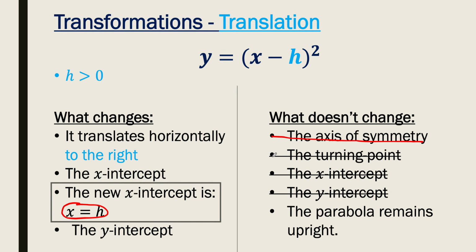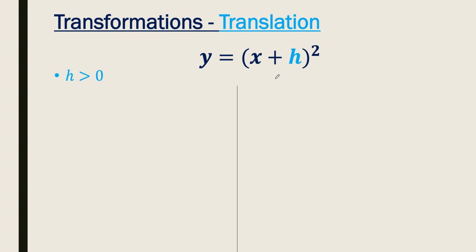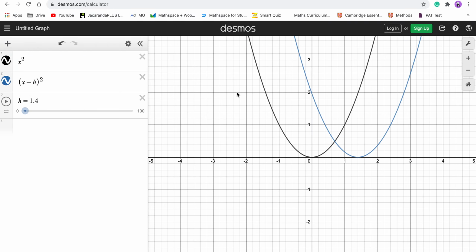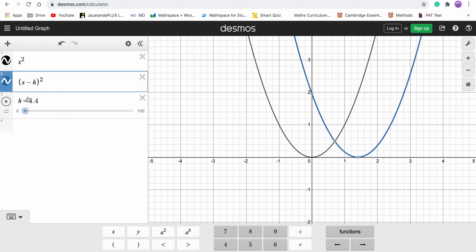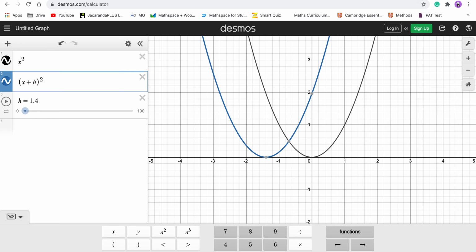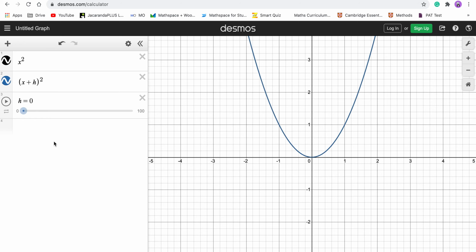Now, let's look at this one. Just focus on what has changed from the last slide to the next slide. Only this symbol. Now I have a plus symbol there. H remains positive, but now I have a plus. I'm adding h. So let's go here, and I'm just going to change this and add h. When I add h, and h keeps being positive, I haven't changed h. H continues to move from 0 to 100, but I only have the positive sign here. What is going to happen now? Now it's sliding to the left.